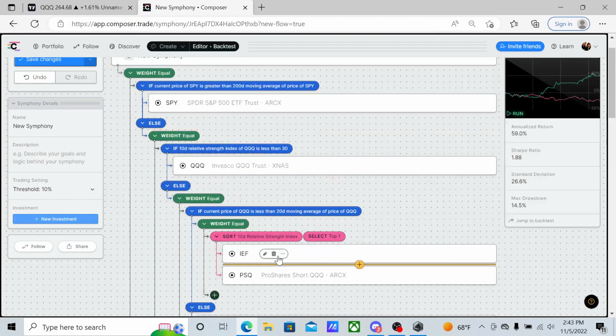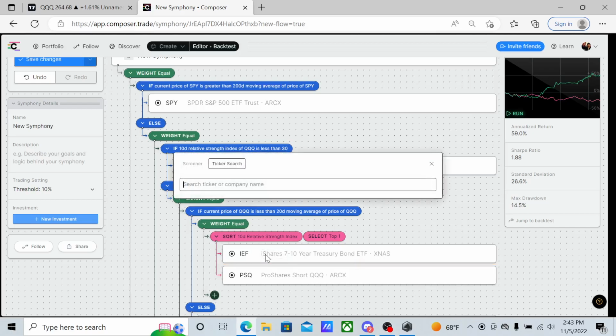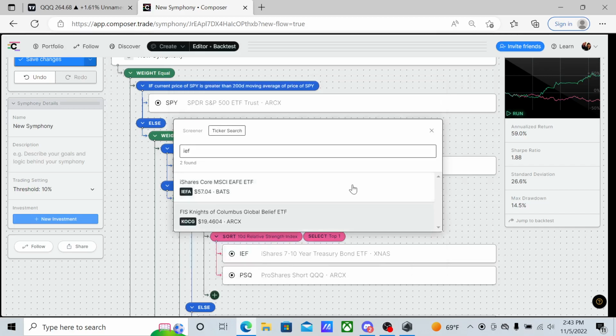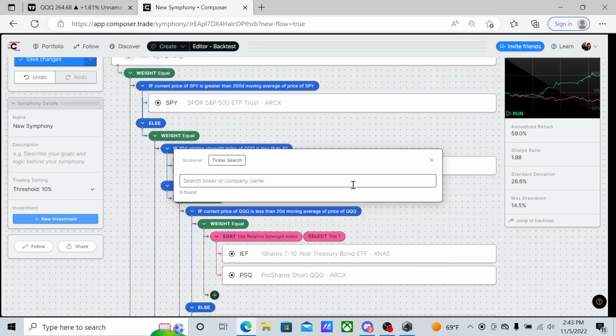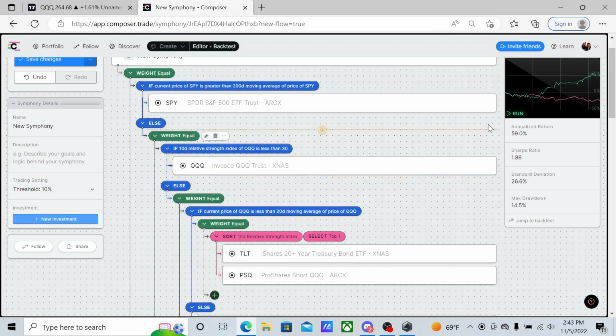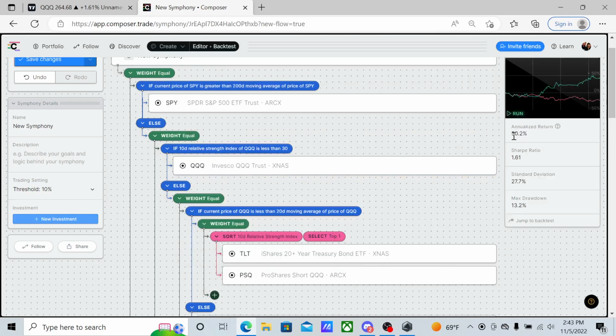59, 14. So these midterm treasuries look like they perform relatively the same. IEF, oops, what did I do? I already have that plugged in, don't I? Okay, yeah. So IEF is your 7 to 10 year. You could plug in TLT, which is a long-term treasury, that's your 20 plus year. That yields 50% return, 13% max drawdown. So lower return, but you keep a lower drawdown as well.